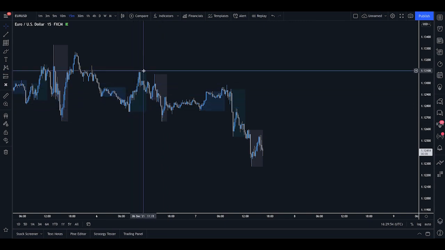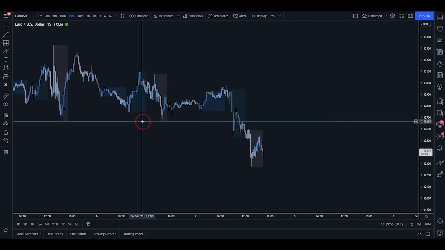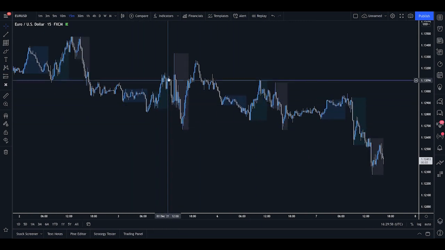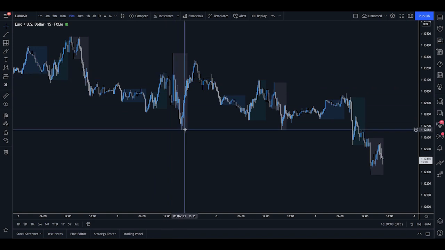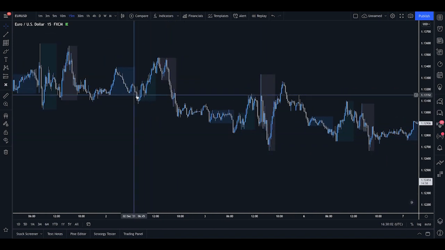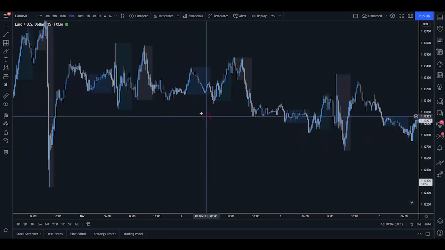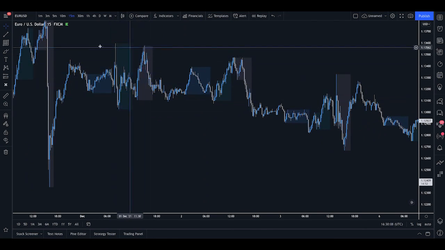So the London push goes to the upside, the New York reversal goes to the downside. Here we have a London push to the upside, and then we have a New York reversal to the downside. Once again, London push up, New York reverse down. Here we have a London push down from the start point and a New York reversal up.